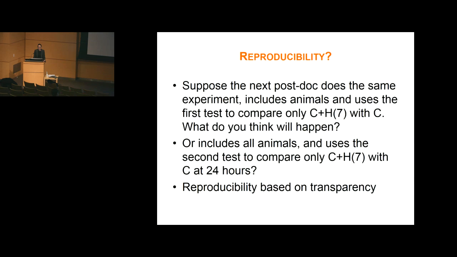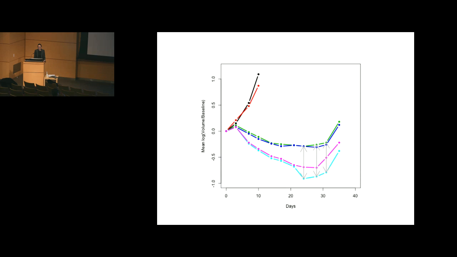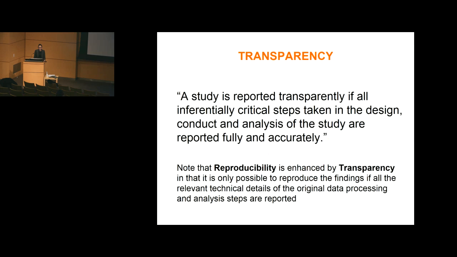And in terms of reproducibility, if another lab does this same experiment, let's say it was transparent, what do you think will happen if it includes all animals and uses the second test with a 24-day truncation? So this raises concerns about reproducibility and the fact that we didn't choose the right time point using the correct methods. There are methods in statistics that account for the fact that you looked and found the optimal test statistic. And in terms of going back to transparency, a study is reported transparently if all inferential critical steps taken in the design, conduct, and analysis are reported fully and accurately.